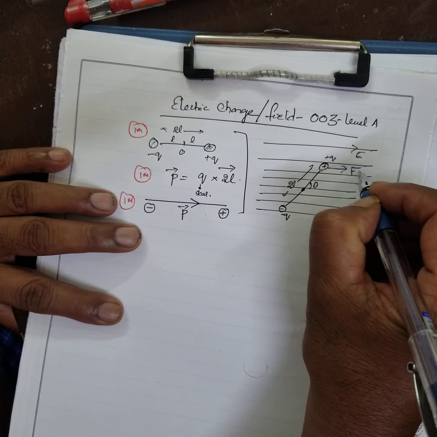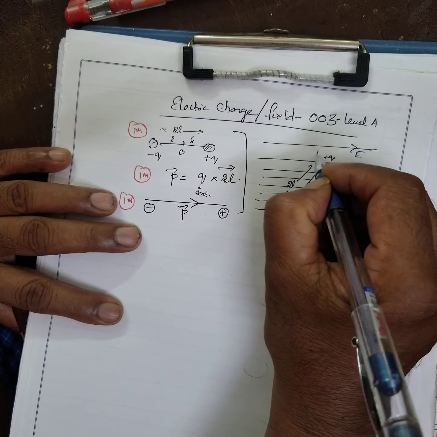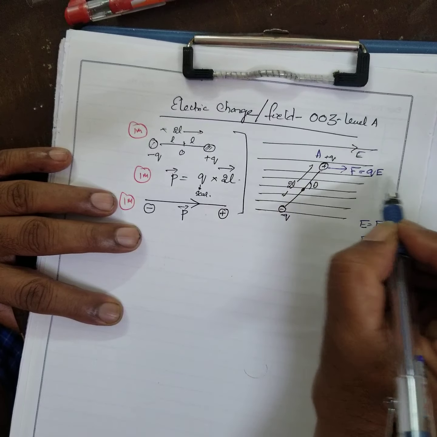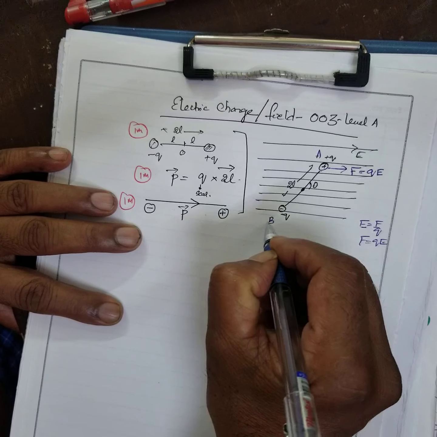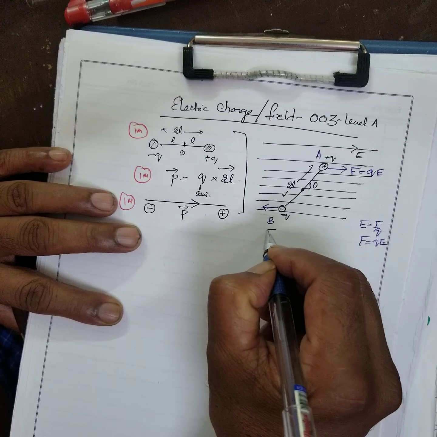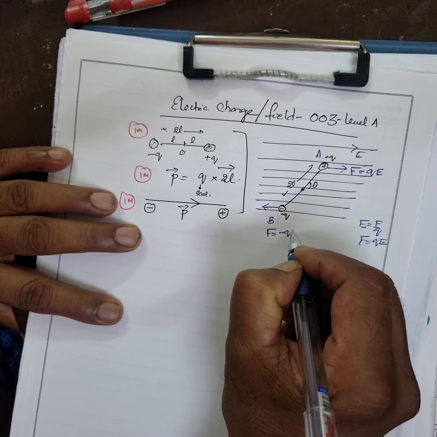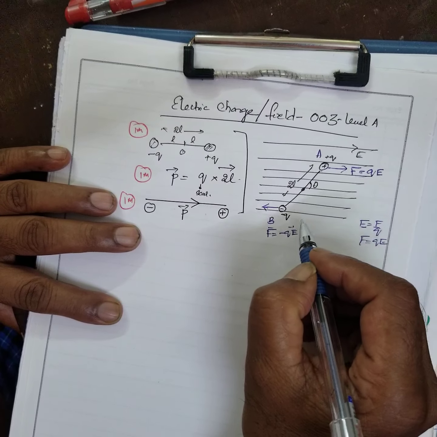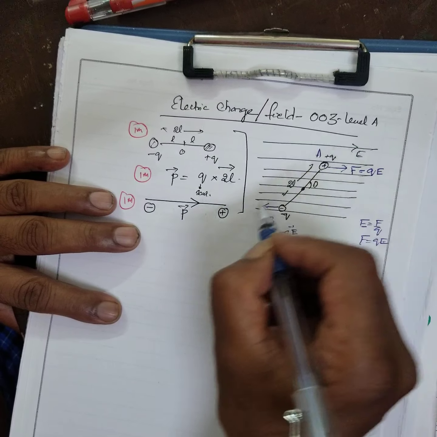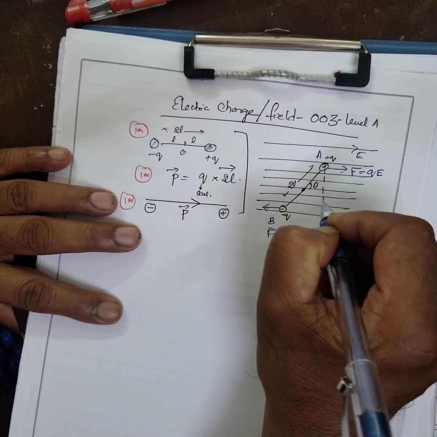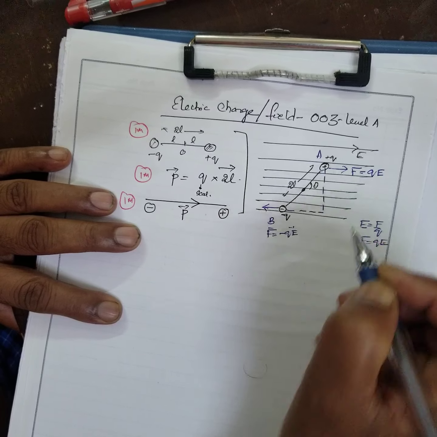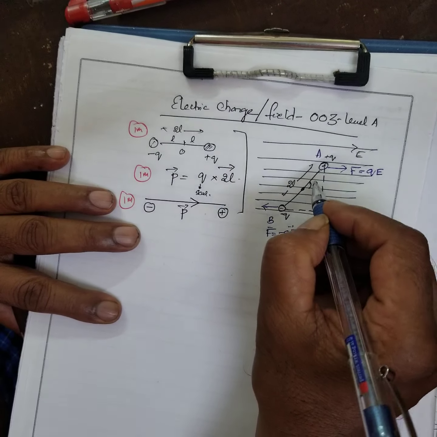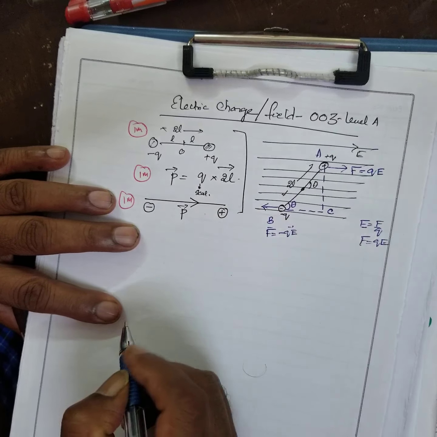Therefore, the force at point A is equal to QE along the direction of the field. At point B, the force is F equal to minus QE. These are two equal and opposite non-collinear forces, because they are not along the same line. From here, drop a perpendicular. Now this is theta, therefore this is theta.